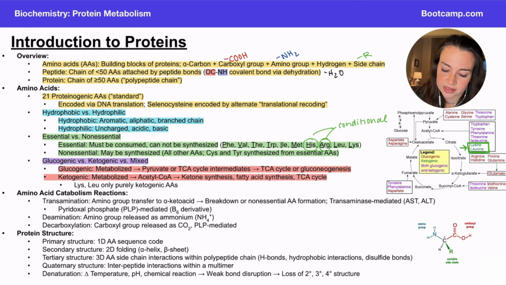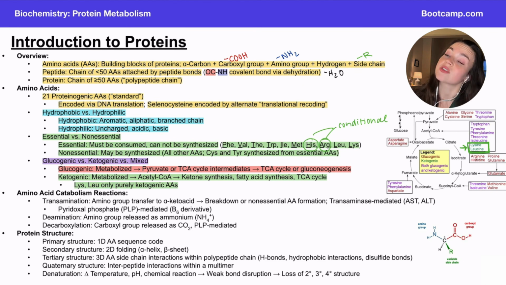The glucogenic amino acids could be metabolized into pyruvate or TCA cycle intermediates and participate in things like the TCA cycle or gluconeogenesis. Remember, you're sort of thinking the carbohydrate category of biochemistry reactions. The ketogenic amino acids were metabolized into acetyl-CoA and would participate in things like ketone synthesis, fatty acid synthesis, as well as the TCA cycle. So our lipid cluster of biochemistry reactions. And remember, all the ones in purple over here were mixed and could participate in both glucogenic and ketogenic reactions. However, it's important to know that lysine and leucine are the only purely ketogenic amino acids.